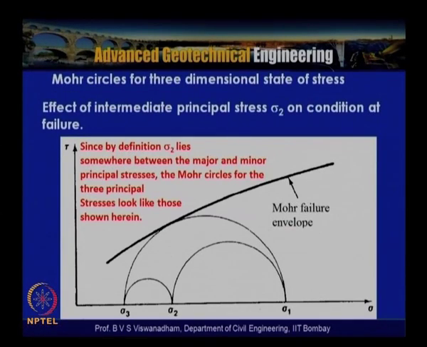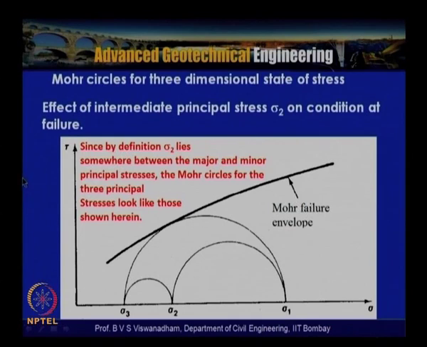Another issue we need to discuss is the effect of the intermediate principal stress sigma 2 on the condition of failure. Suppose you have a cylindrical sample, where sigma 2 is equal to sigma 3. But does the intermediate principal stress actually have an effect on the condition of failure? Because the Mohr Coulomb failure envelope will not actually take this into consideration.